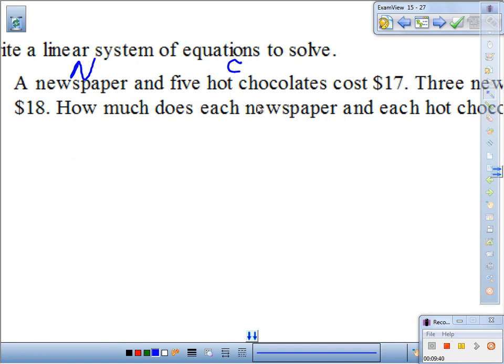C. Okay. So let's write our first equation. 1 newspaper, 5 chocolates for a total of 17. Tell your neighbor what the equation would be like for that one.